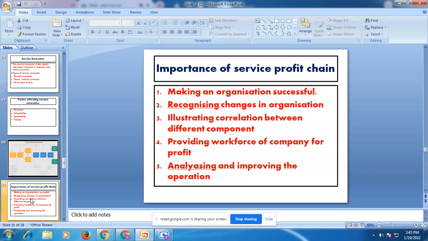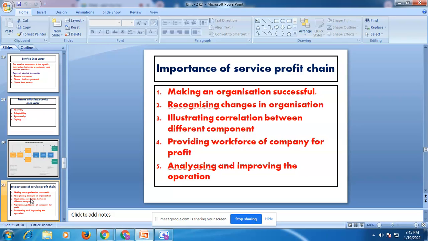Second is recognizing changes in the organization. Through the service profit chain, it is clear that the perceived value makes the customer loyal to the service organization. Customer expectations are dynamic in nature and they keep changing regularly. That's why these changes should be monitored continuously. Third one is illustrating the correlation between different components.